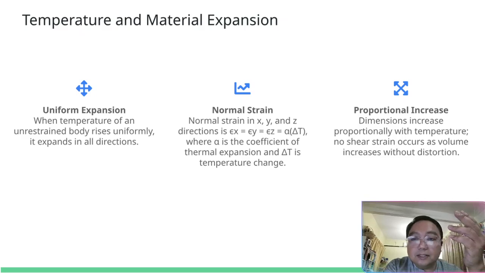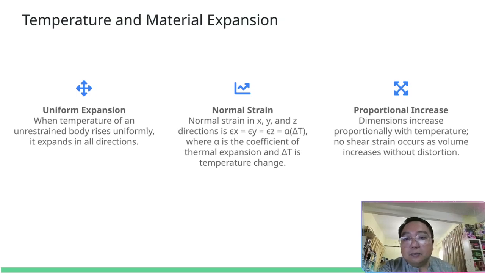We're talking about expansion. Uniform expansion is where the temperature of an unrestrained body rises uniformly. It expands in all directions. What do we mean by an unrestrained body? It means that material, for example a cylindrical steel rod, put in an open area like a football field. It will expand because there is no restraint on it.